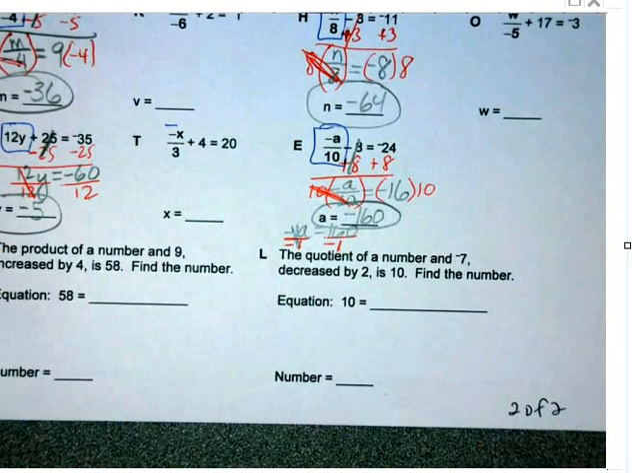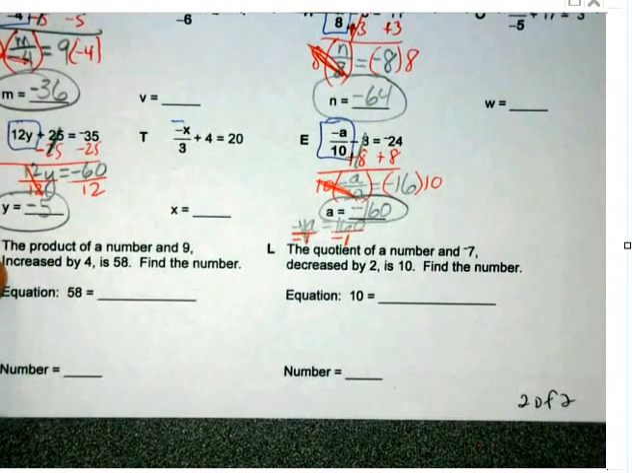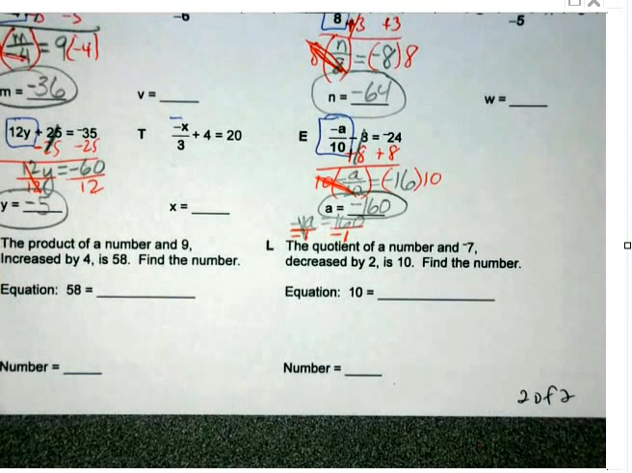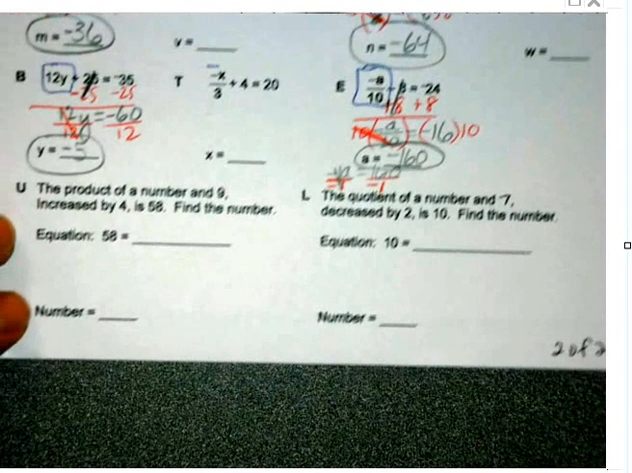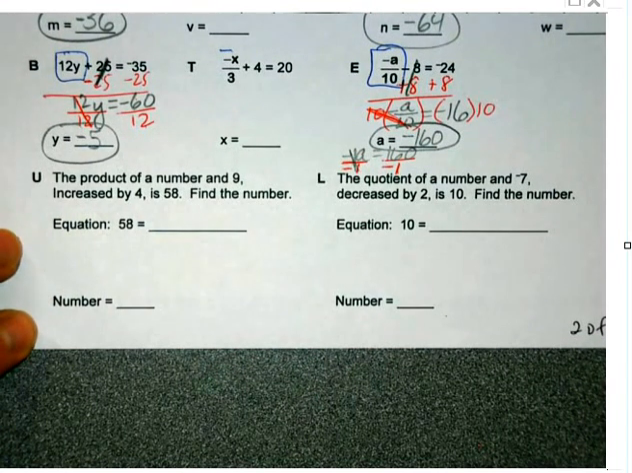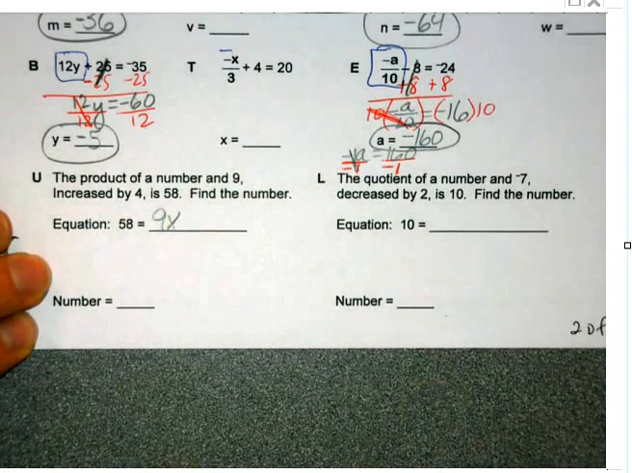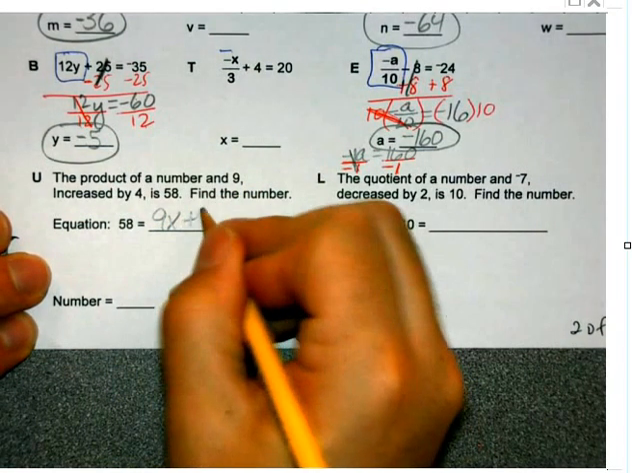Yes, ma'am. All right. So then if we look at U, the product of a number and 9, what's a product? Times. So the product of a number and 9 increased by 4 is 58.